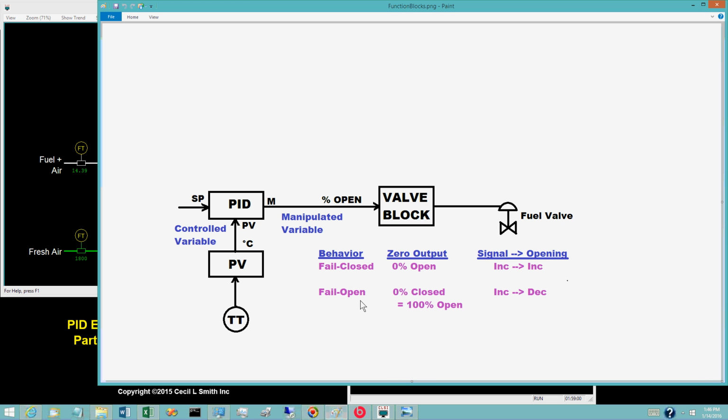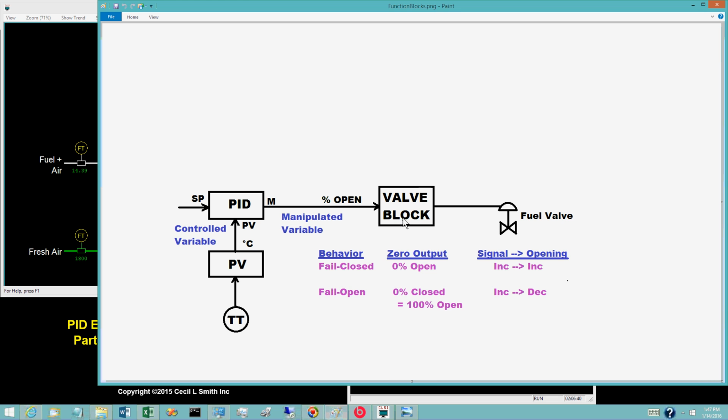Now consider a valve that fails open. On a zero value for the output signal, the valve must be 0% closed or 100% open. As the output signal increases, the valve opening decreases. Hence, this behavior is increase-decrease.